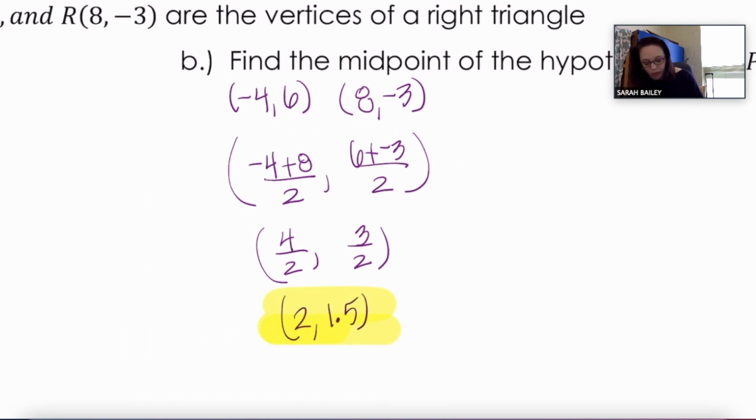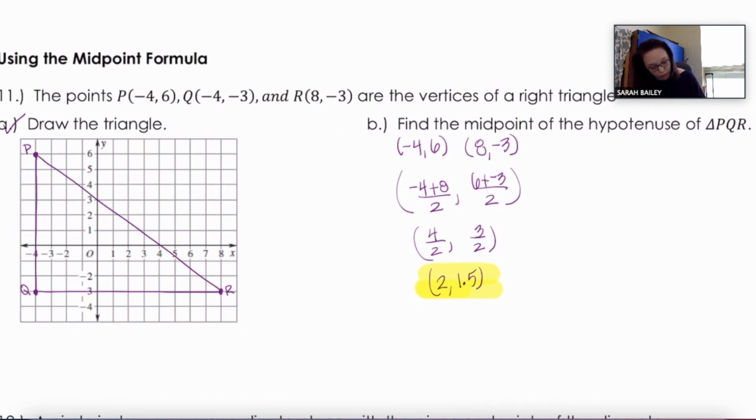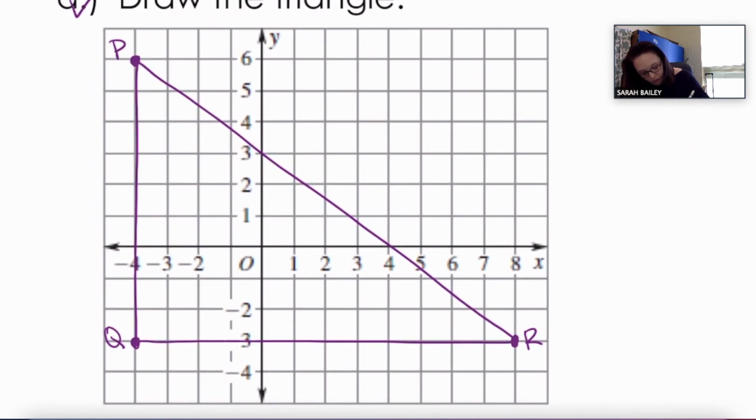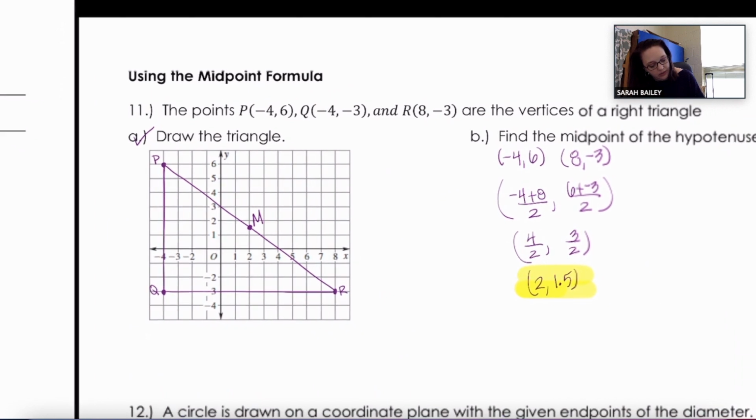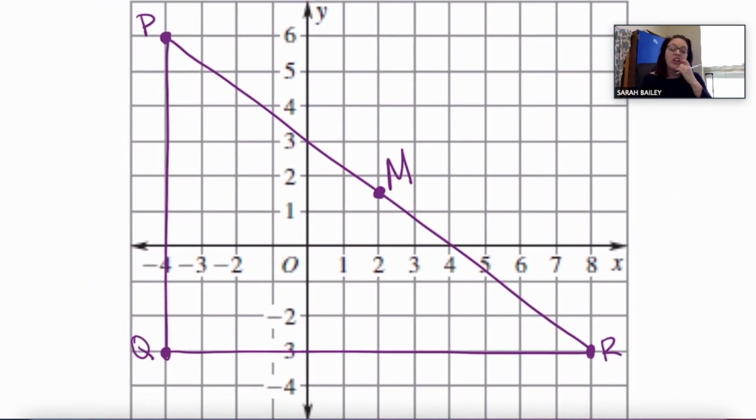And I'm actually going to graph that just so we can see where it ends up. So 2, 1.5, right here. And we'll call that, did they label it M? No, but I'm going to call it M for midpoint. Does that point look like it's halfway between points P and R? It actually does, okay? So that's great. So it looks like we've done that correctly.